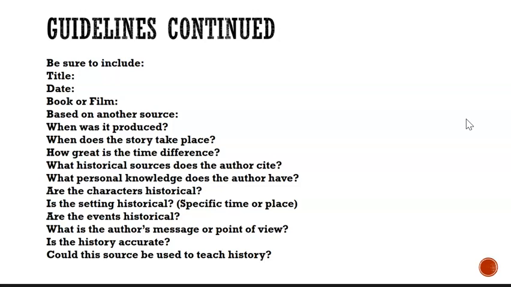For example, when was it produced? When did the events happen? Or did they happen? How great is the time difference? Are there any historical sources that are cited in the film or the book? Does the author, and who is the author? For most people, they would say that directors are sort of the author of the films. Well, not always the case, but often.